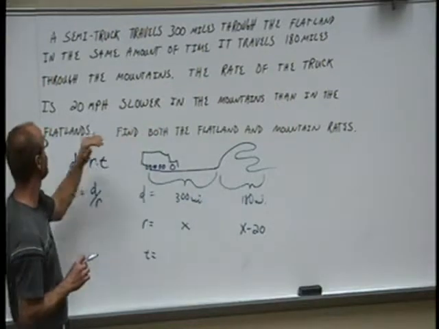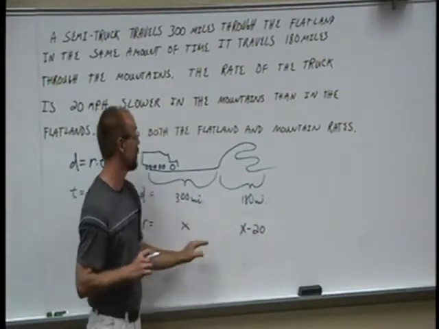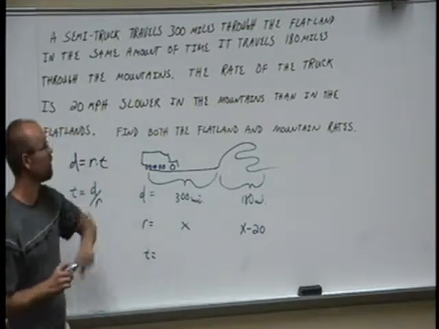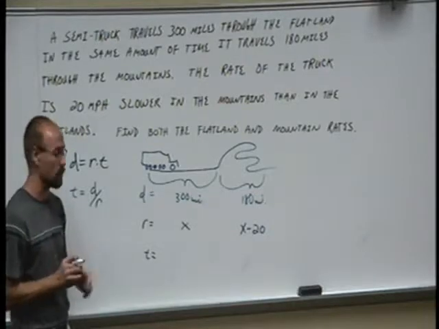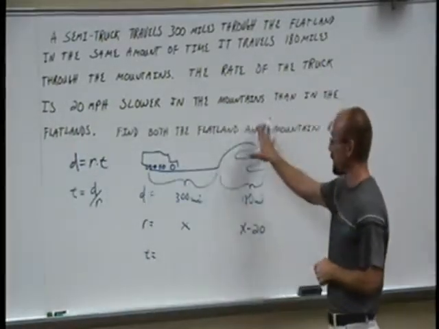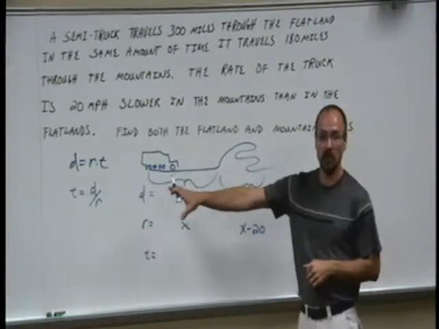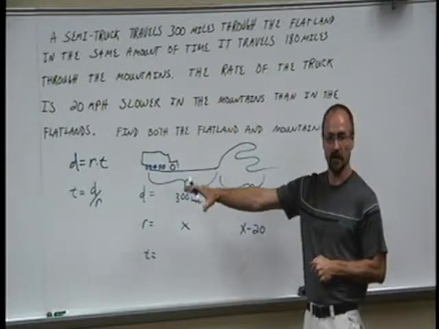The rate of the truck is 20 miles per hour slower in the mountains than in the flatlands. Find both the flatland and mountain rates. All right, so now I'm ready to build my equation. I'm going to find the mountain and the flatland rates, and I'm going to use my tool of time being the same for both, and time is distance over rate.